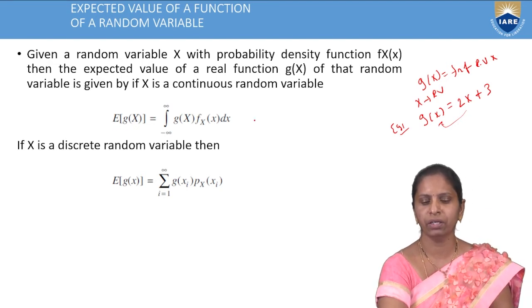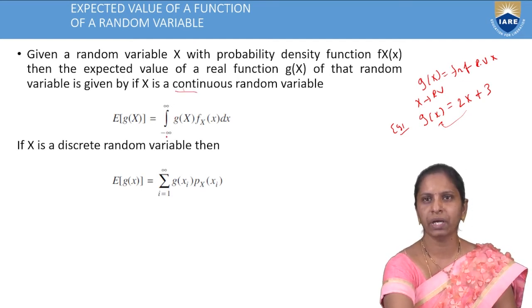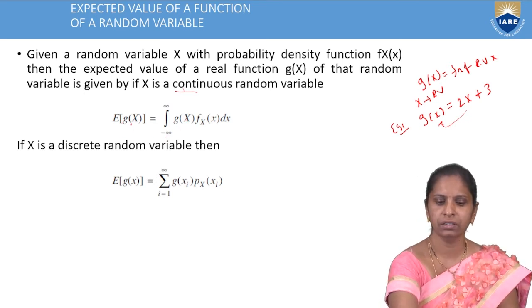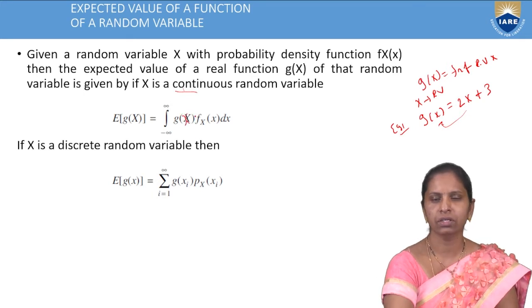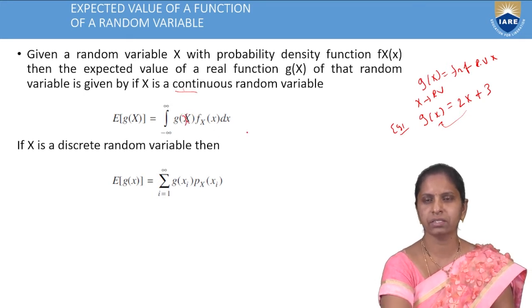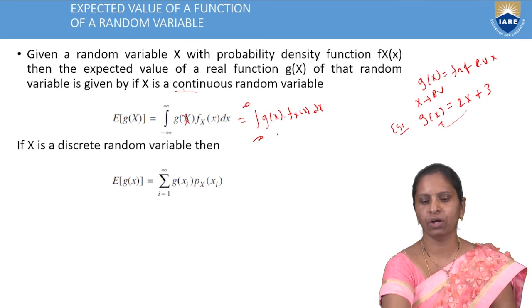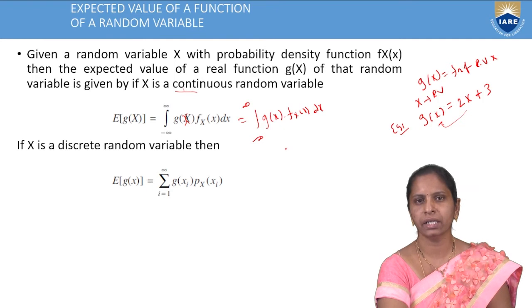Now, if I want to calculate the expected value of a function of the random variable, then what is the formula? If x is a continuous random variable, the formula is the integral from minus infinity to infinity of g of x. So the expectation of any function is that function, written with small x, so g of x into fx of x dx. Here g of x is a function of the random variable x, and fx of x is the density function of the random variable x.